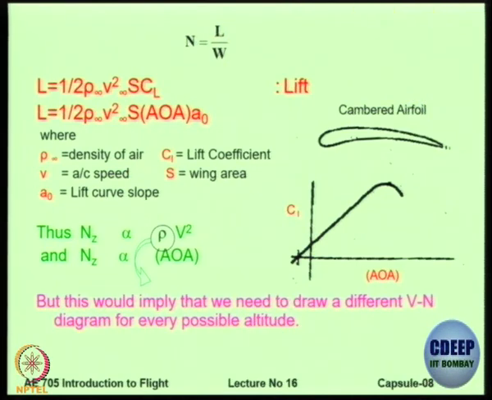So you might say, doesn't matter, take the highest density, which is at sea level. So if the aircraft is safe at sea level, it will be safe at higher altitude. But still, it's important for the pilot to know whether they are within the limits of operation or not. So now how do you solve this problem? This will be a nightmare, right? 25 different VN diagrams for each altitude.